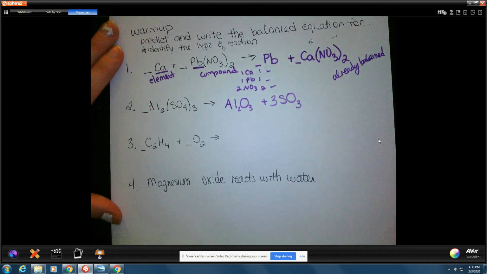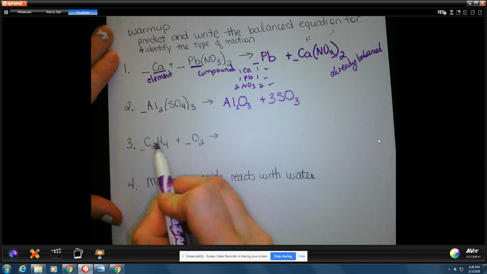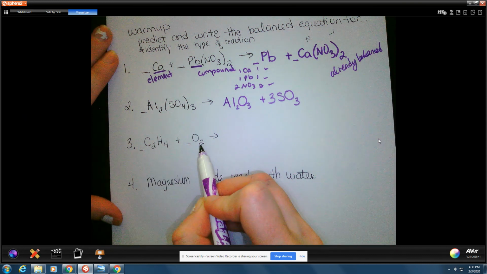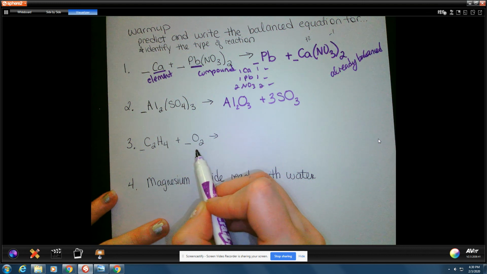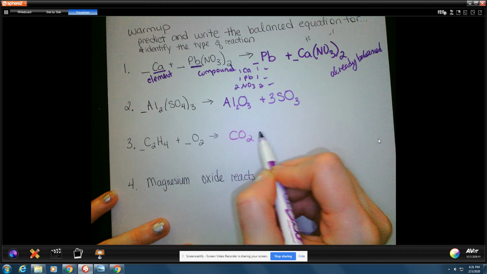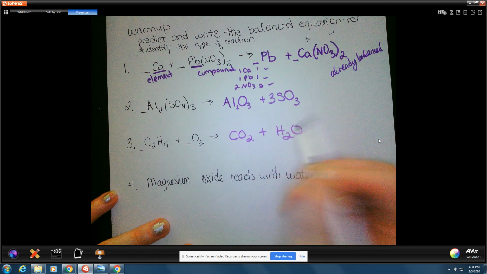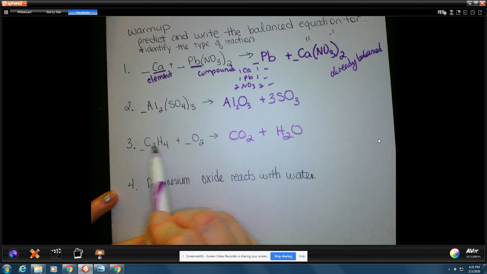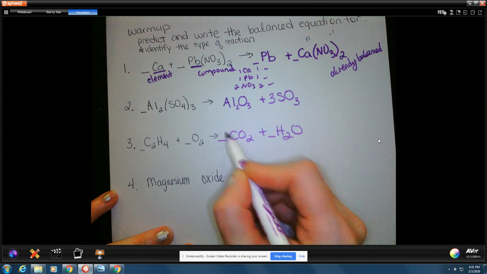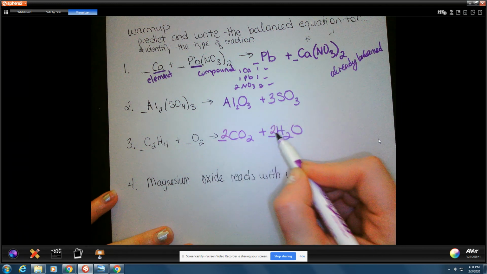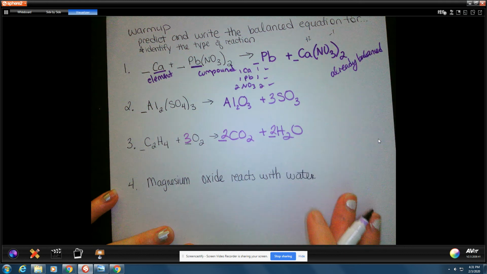Okay. Number 3. You do have a C and an H, which is a hydrocarbon plus oxygen gas. Remember, anything that has oxygen gas as a reactant is a combustion. So your products are going to be CO2 plus H2O, unless it's a synthesis reaction. Like it has to have this C and the H here to make CO2 and H2O. And then when you balance this one, I'm going to balance it quickly. And it looks like that.